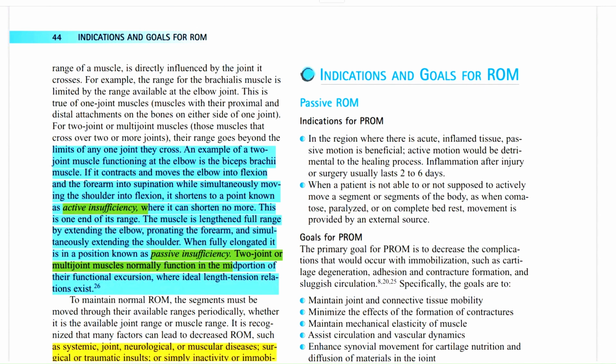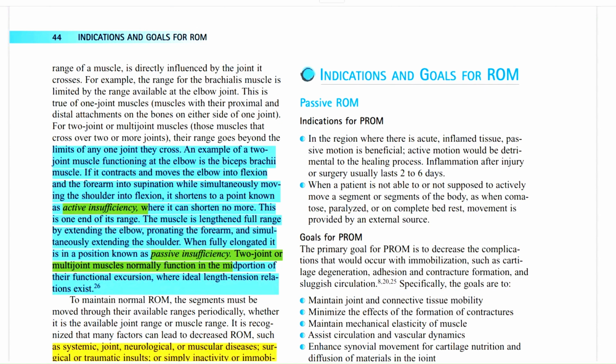But passive insufficiency is completely the opposite of this. We have been discussing shortening here. Passive insufficiency is complete elongation, or you can say complete stretching. When you extend both of them together, like extending the elbow and extending the shoulder together, it reaches a certain point where you cannot elongate or stretch the muscle further, so it reaches passive insufficiency.